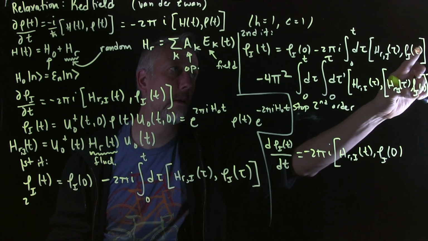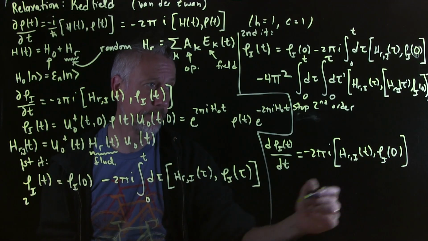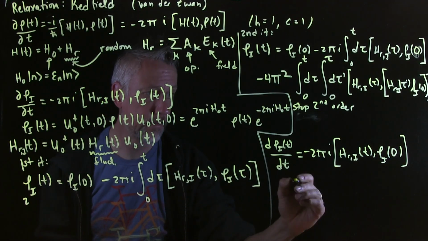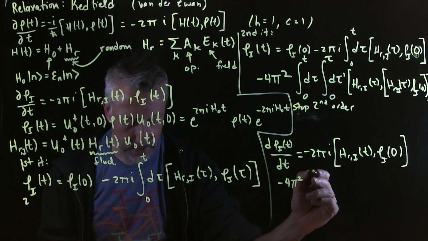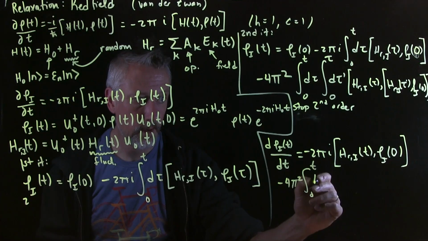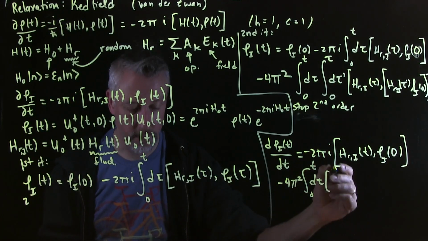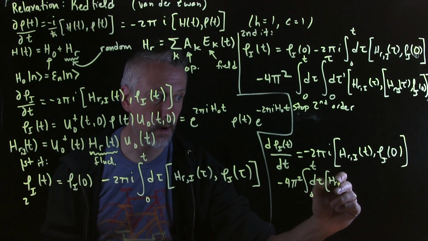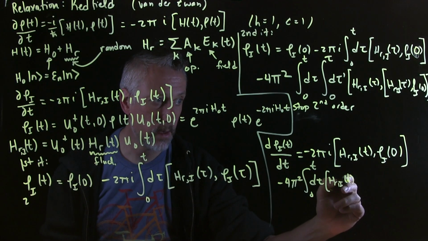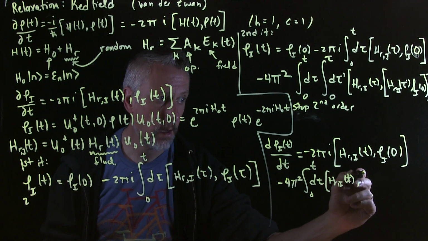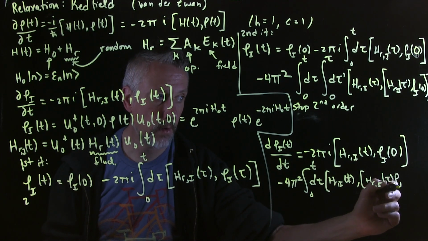I made a mistake. This should be 0. Maybe someone caught that? Maybe not. I didn't. All right, minus 4 pi squared, same thing. We undo the outer integral. So we have 0 to t. We only need 1 tau. Remember, these are just names anyway. H_R^I of t, H_R^I of tau, rho I of 0.